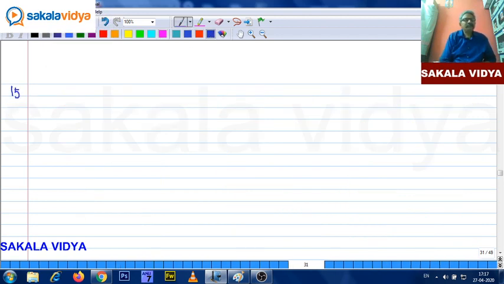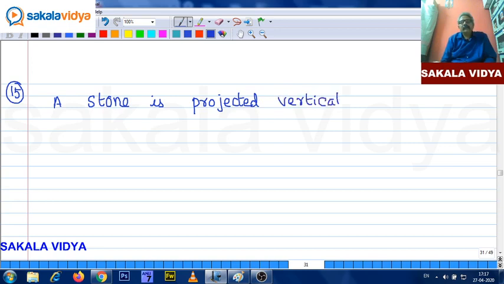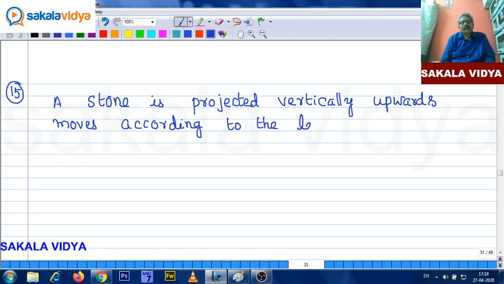So, 15th question. A stone is projected vertically upwards, moves according to the law S is equal to 100t minus 16t square.